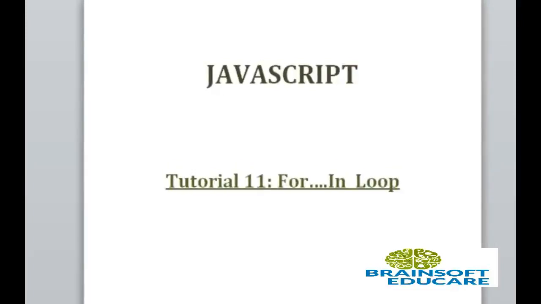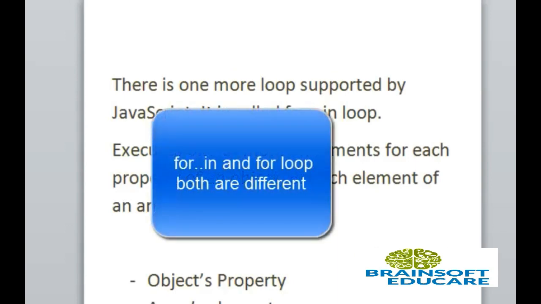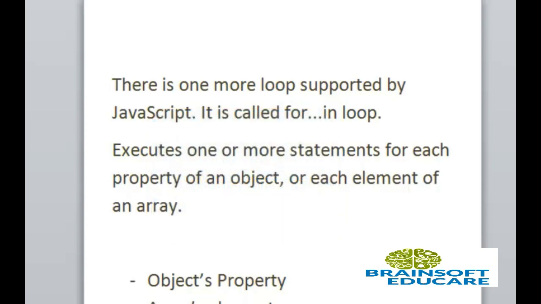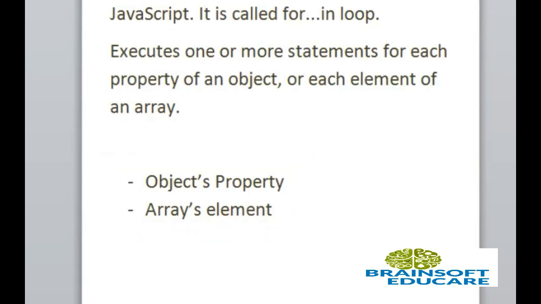In this tutorial, we are going to study about the for in loop. There is one more loop supported by JavaScript. It is called for in loop. It executes one or more statements for each property of an object or each element of an array. This for in loop is used to get the access of object's property and array's element.